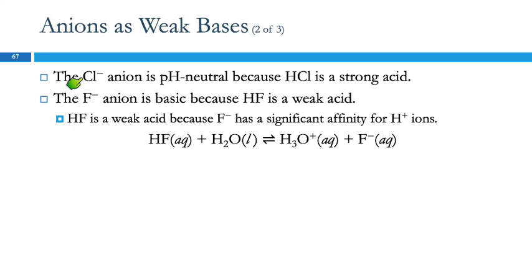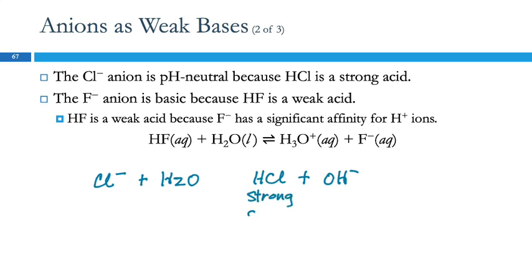So Cl minus is an anion. It's pH neutral because HCl is a strong acid. Right? So if we try to write the equation for this acting as a base, we're going to get HCl and hydroxide ion. What kind of an acid is this? It's a strong acid. So this reaction only goes in one direction.